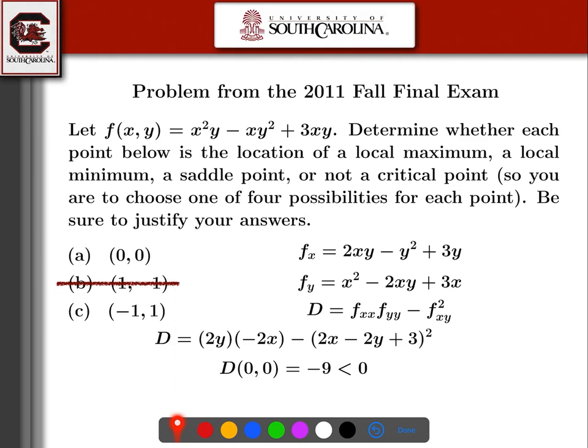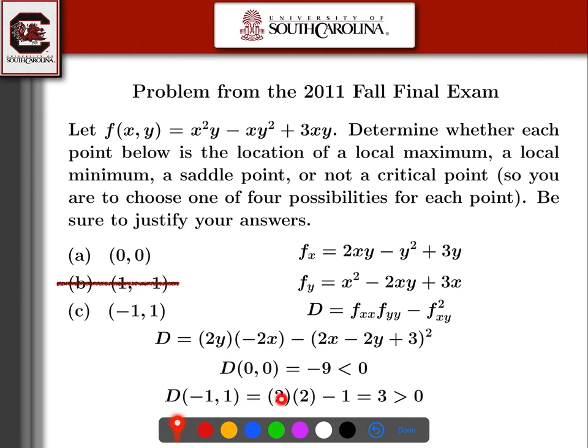Let's plug in minus 1, 1. So this is 1 times 2, so that's 2. And this is minus 1 times minus 2, that's 2. So we get 2 times 2. Here we're going to have minus 2, minus 2. So minus 4 plus 3, that's minus 1, or negative 1 squared. So that'll be 1. So we're going to have 2 times 2 minus 1. And that's going to give you 3, which is greater than 0.